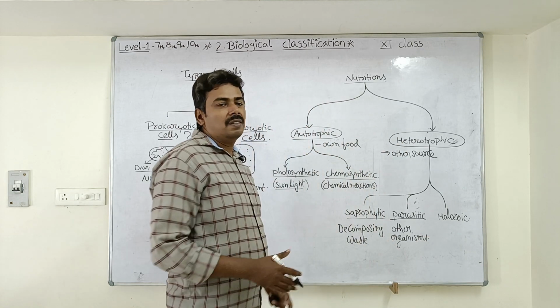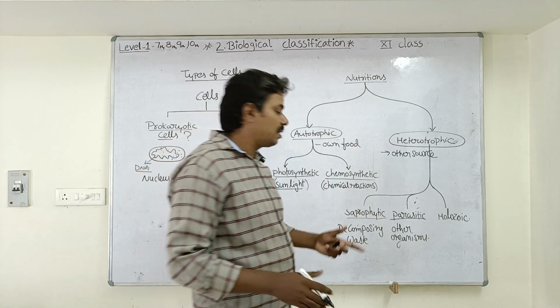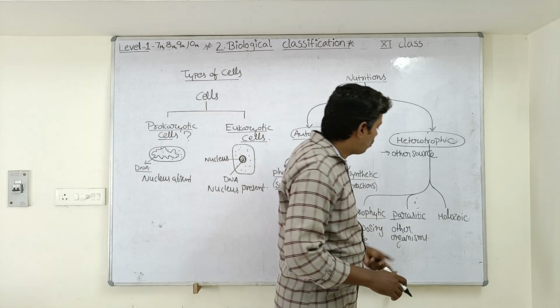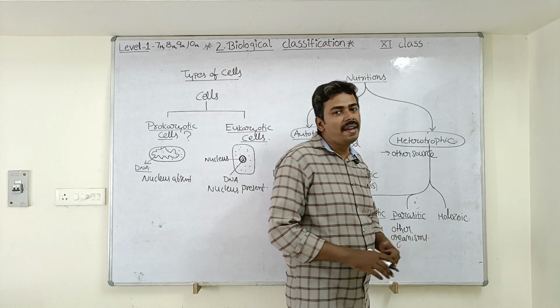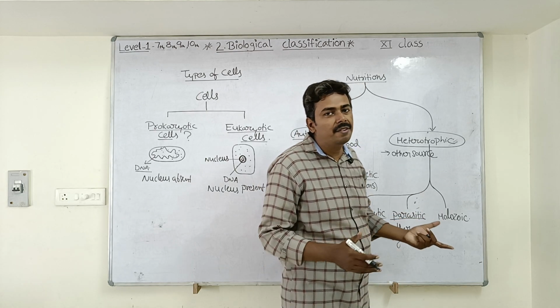So example here is your parasitic fungi. Parasitic fungi. It is a heterotrophic parasitic. Next, holozoic nutrition. What is holozoic nutrition?